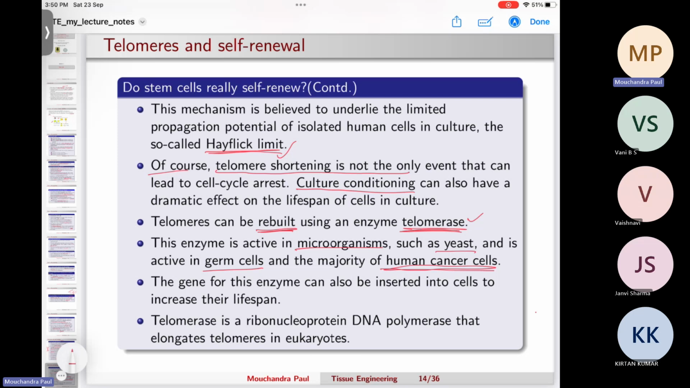The gene for this enzyme can be inserted into cells to increase their lifespan. You can do it using a plasmid vector or a virus vector or BAC, etc. Telomerase is basically a ribonucleoprotein DNA polymerase that elongates telomeres in eukaryotes.